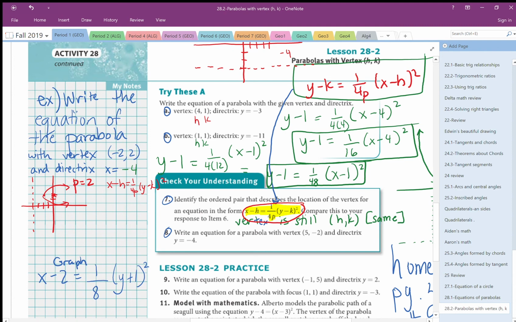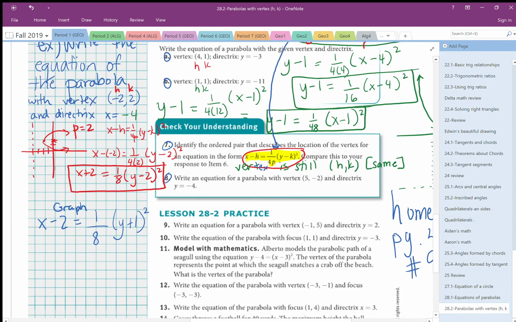H and k, those are right here. It's always the vertex. So x minus -2 equals 1 over 4p, but p we just figured out was 2, times y minus 2 squared. X minus -2 is the same thing as saying x plus 2 equals 1/8 times y minus 2 squared. And that, my friends, is your final equation.